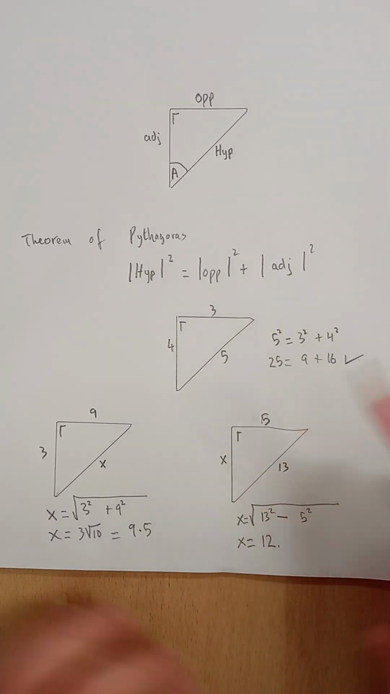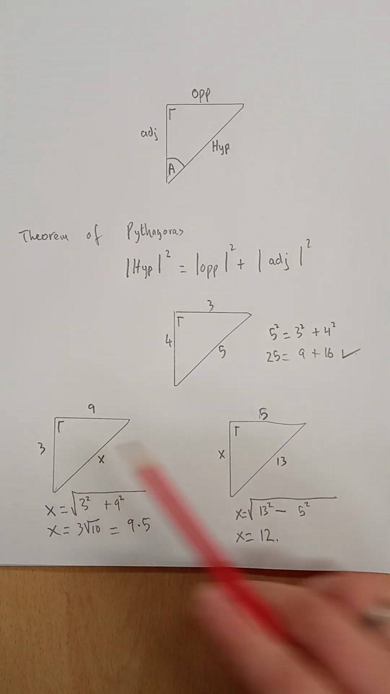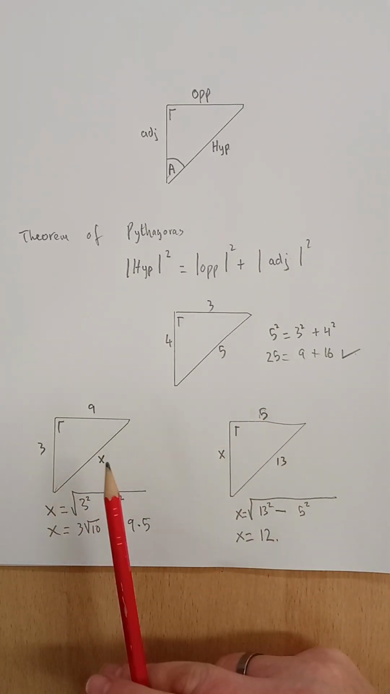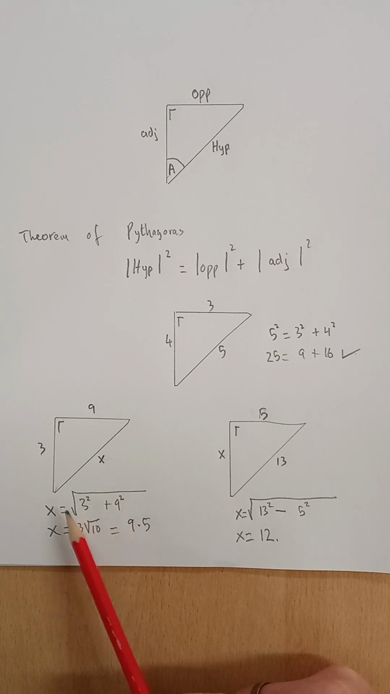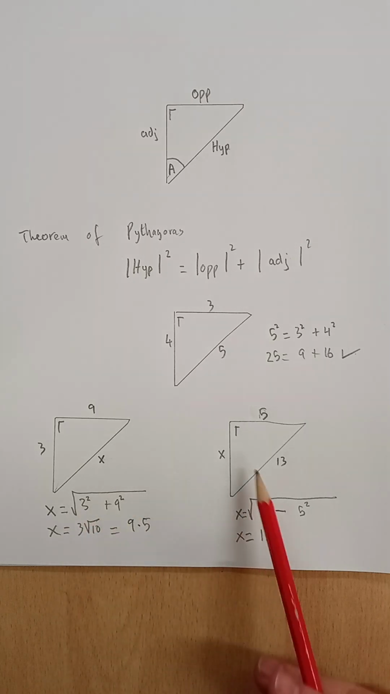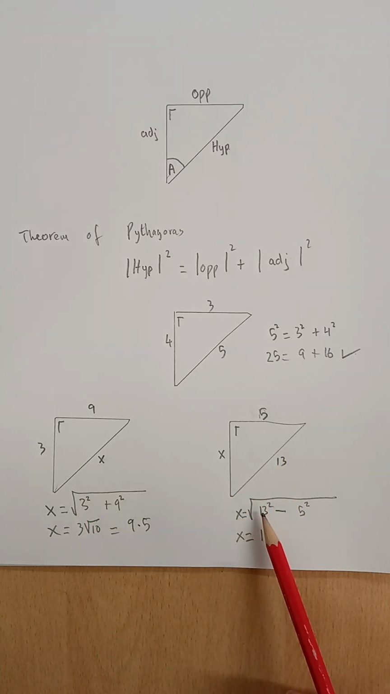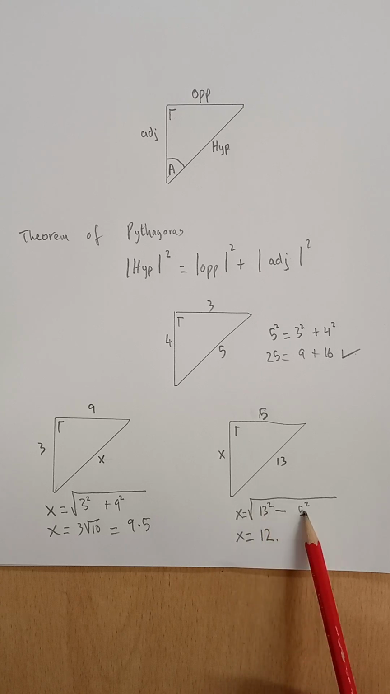Okay, so that's the only difference between the two types of Pythagoras. In the case where the longest side is missing, you just add the squared numbers and get the square root of the answer. When the longest side is not missing, you subtract the squares of the two numbers and get the square root of the answer. So that's Pythagoras. Now let's have a look at sine, cos, and tan.